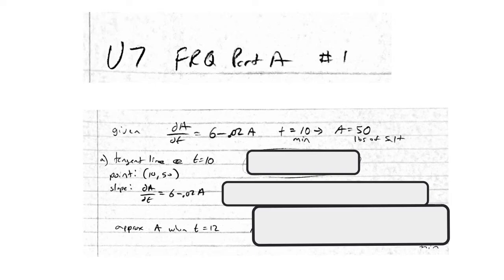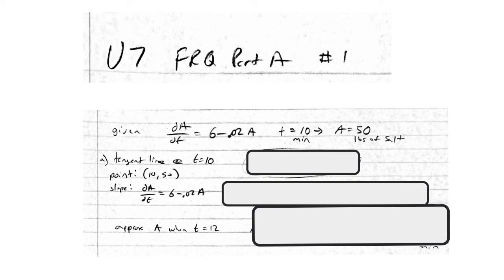We're told that at time t equals 10 minutes, A, the amount of salt, is 50 pounds, and so this dA/dt is a rate of change of the decrease in the amount of salt. So the first question told us to find a tangent line at time t equals 10 to the graph of the function A.